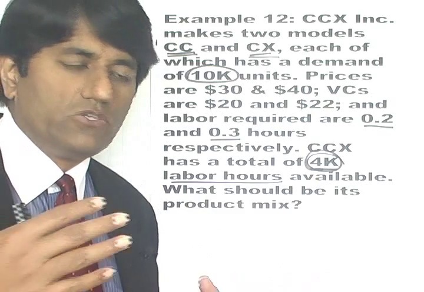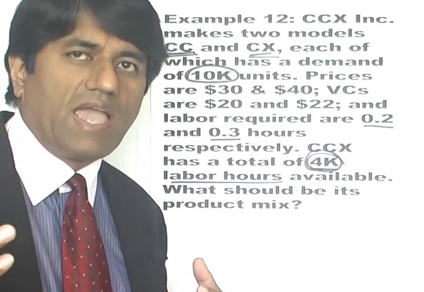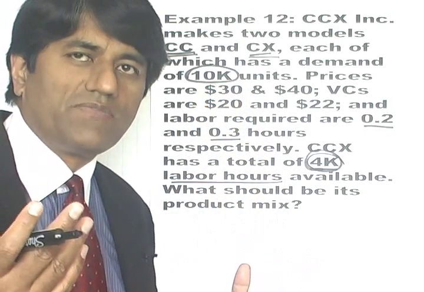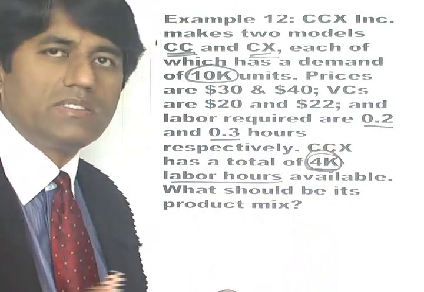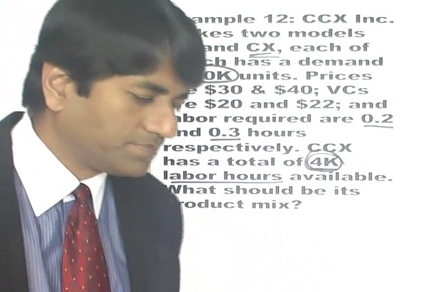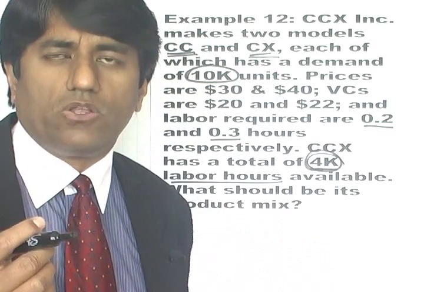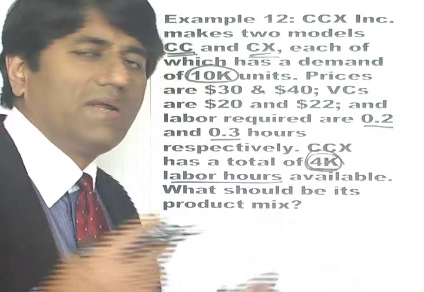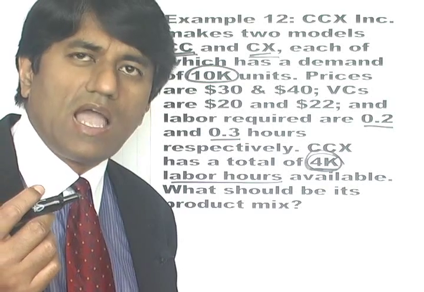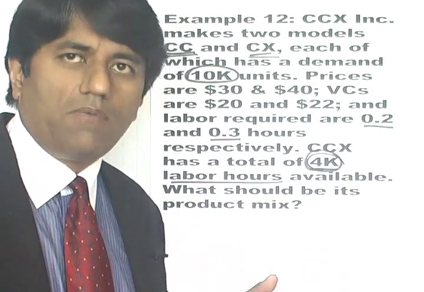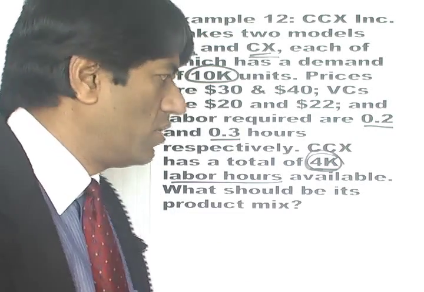And so you're going to produce one, the most you can, to the maximum demand of 10. And after that, whatever is left, you're going to use those labor hours to produce the second one. So what we would like to know now is, for each labor hour that is being used, how much profit do we get for the first model and for the second model?